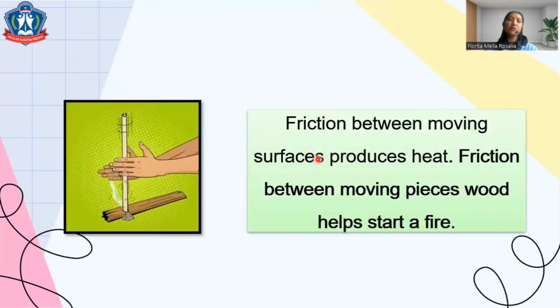The other one is friction between moving surfaces produces heat. So friction between moving pieces of wood helps start a fire. When you make the friction bigger here, the fire will start.